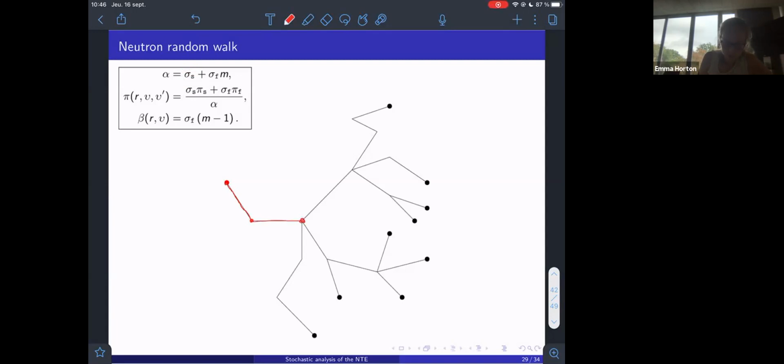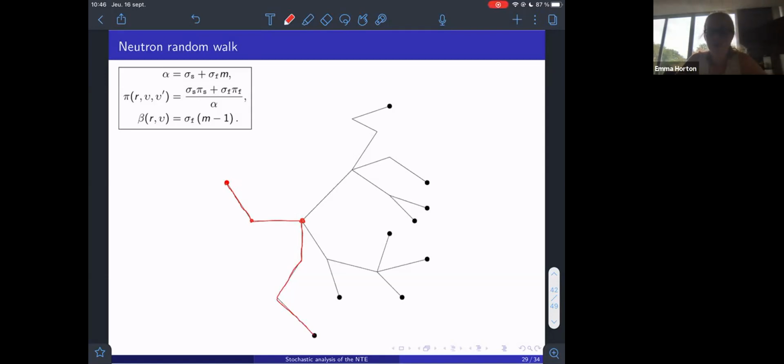And then there's a fission event in the branching process. In this case, this also corresponds to a scatter in the neutron random walk, because of the sigma Fm term. And when it does, it will choose one of the neutrons produced uniformly, say this one, to follow, and then it will continue to follow this path.